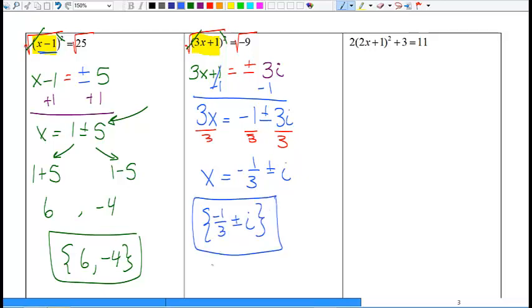Notice that that is an a plus bi form. Now you could write both of them out. I'm just not going to write both of them out. I don't think that's necessary.